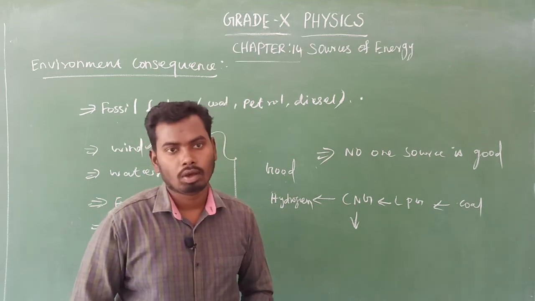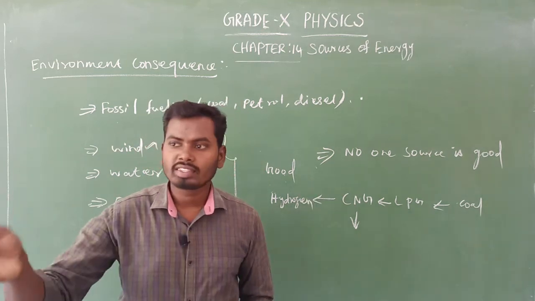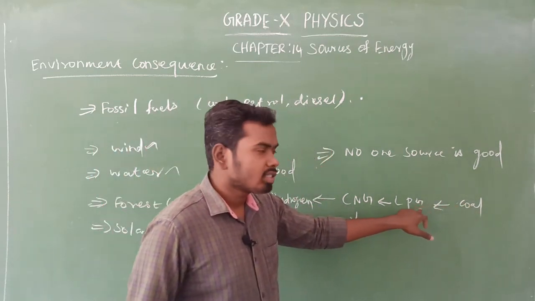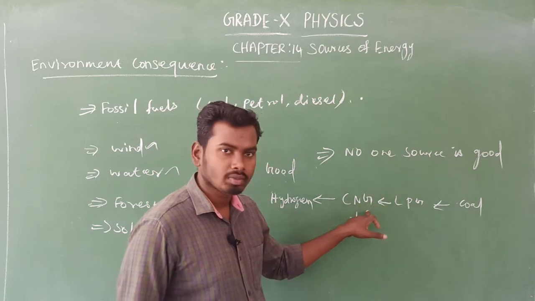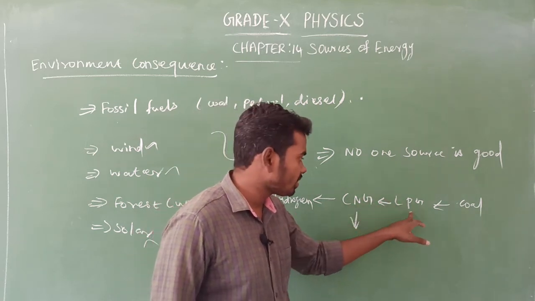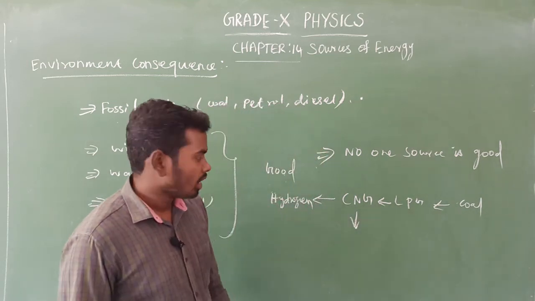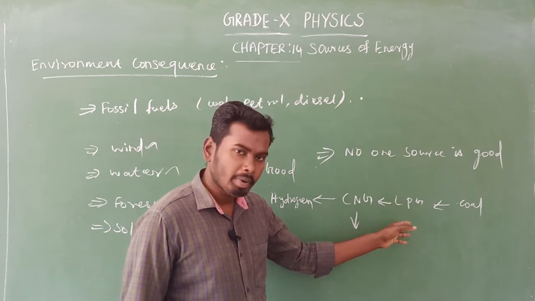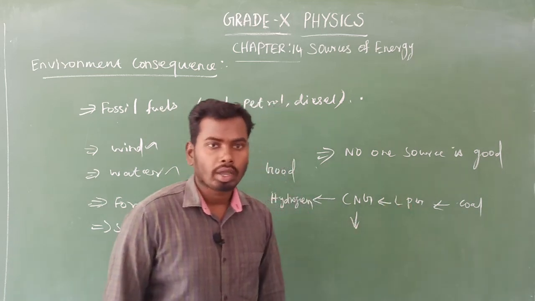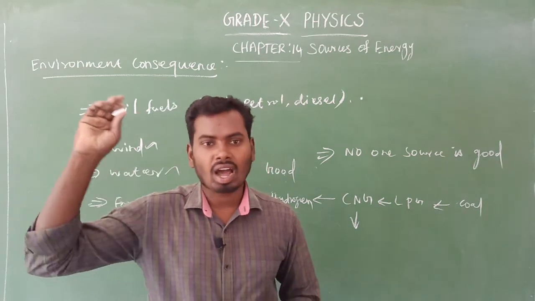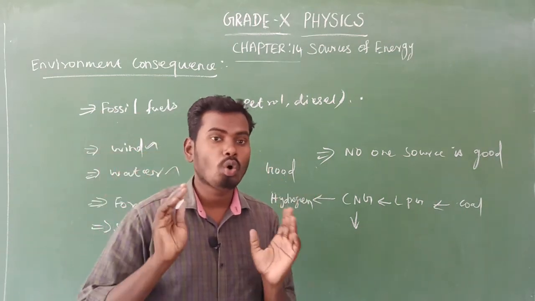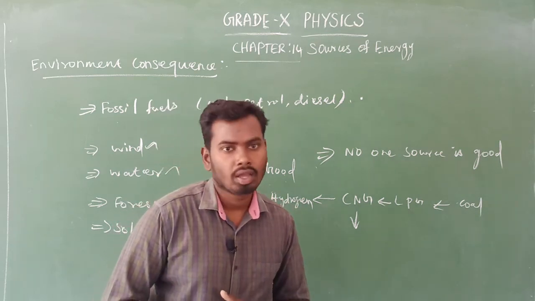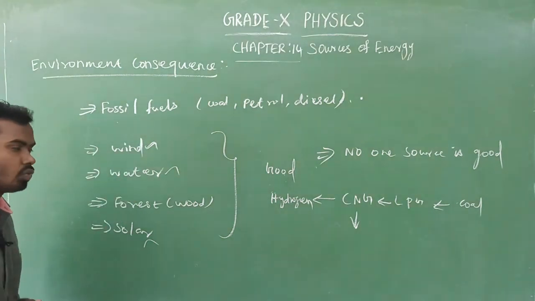All are alternatives. One is dependent on another, and one is better than another. Coal is better than nothing, LPG is better than coal, CNG is better than LPG, and hydrogen is better than CNG. So one fuel is better than another one, but in reality, no one fuel is good to our environment. That is environment consequence.